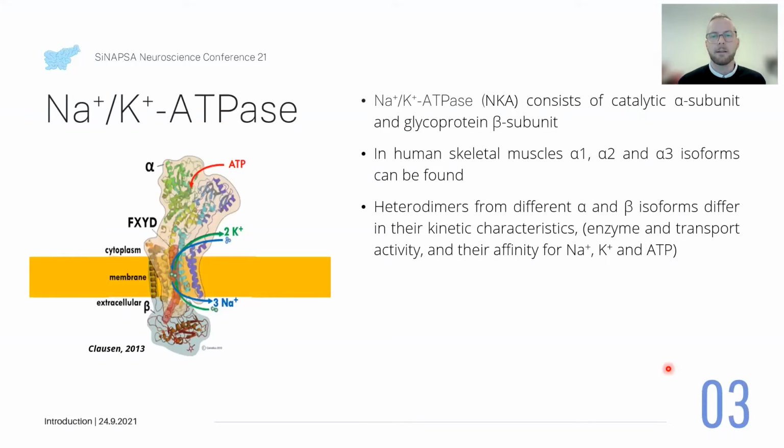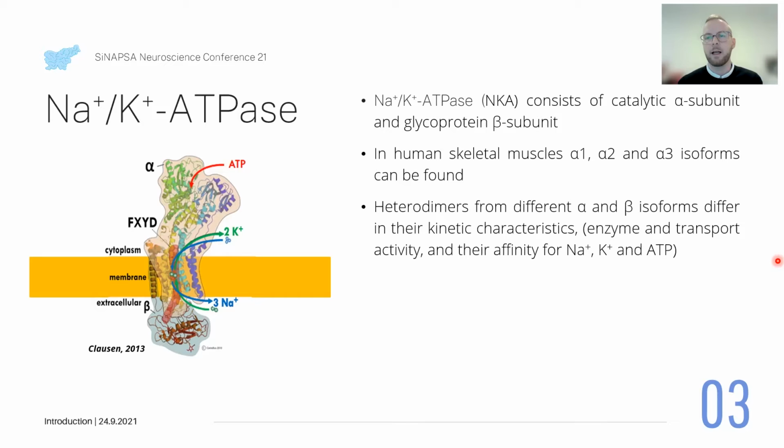Sodium-potassium ATPase is a heterodimeric alpha-beta ion pump and P-type ATPase, which maintains transmembrane ion gradients and is essential for skeletal muscle excitability and contractility. NKA consists of a catalytic alpha subunit and a glycoprotein beta subunit. In human skeletal muscles, alpha-1, alpha-2, and alpha-3 subunits can be found.